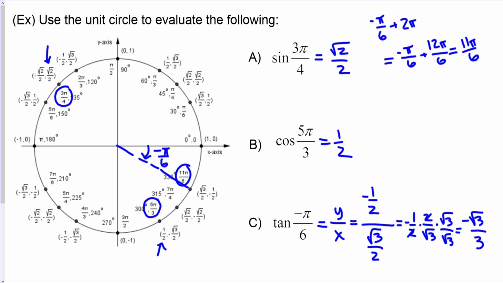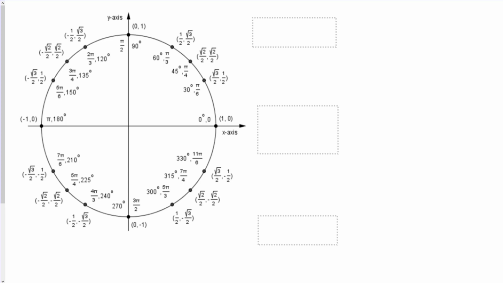Either way is fine. Here are a few more examples, starting with the secant of pi. So pi is my straight angle, the equivalent to 180 degrees. Secant I have to think of as 1 over the cosine. Cosine is the x-coordinate. So secant is 1 over the x-coordinate. The x-coordinate here is negative 1. So in this case, it's going to be 1 over negative 1, which is negative 1.